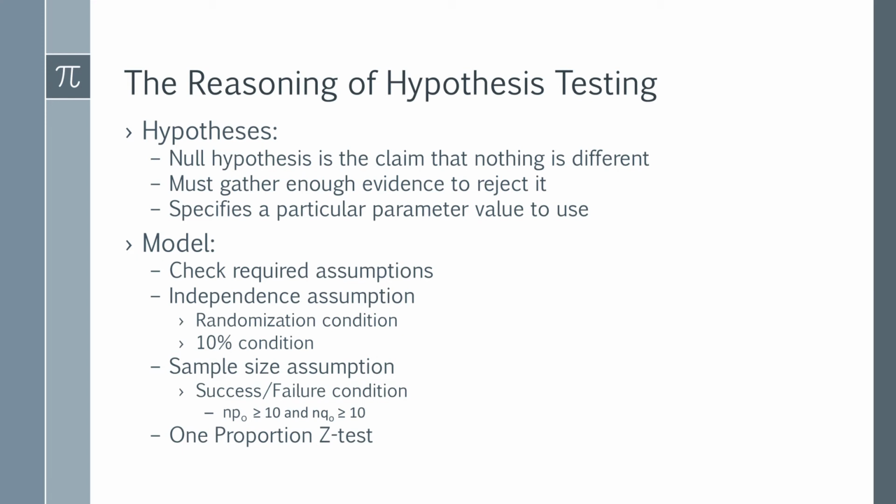So for our model, we have to check our required assumptions. So once again, the independence assumption, and we check our randomization condition and our 10% condition. For the sample size assumption, we have to check our success-failure condition. In this chapter, we will be performing one proportion z-tests.